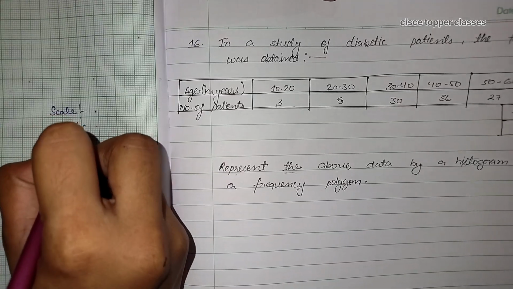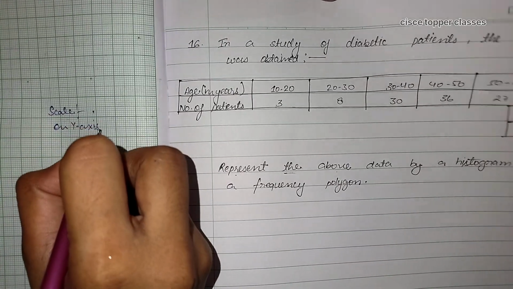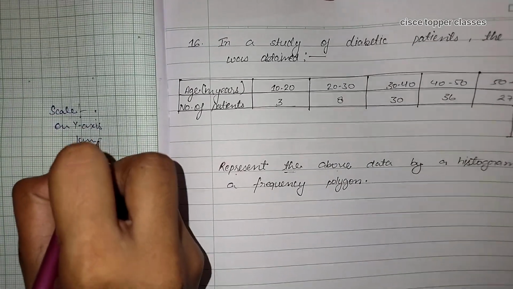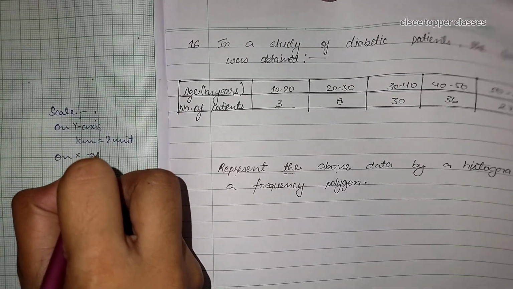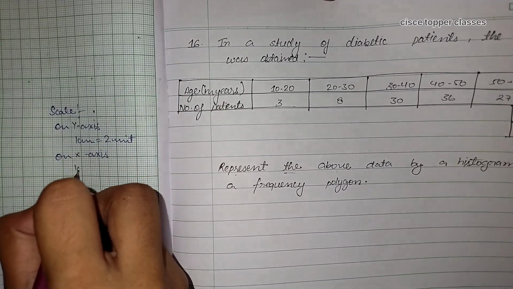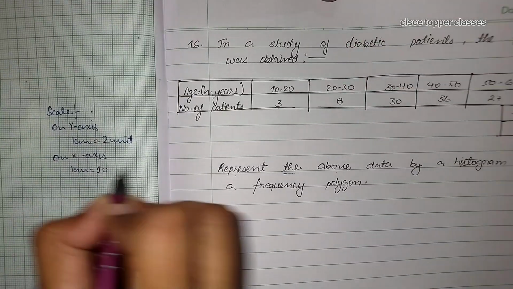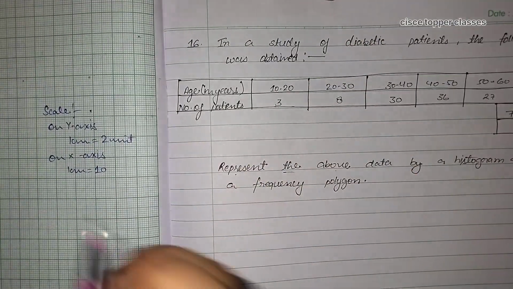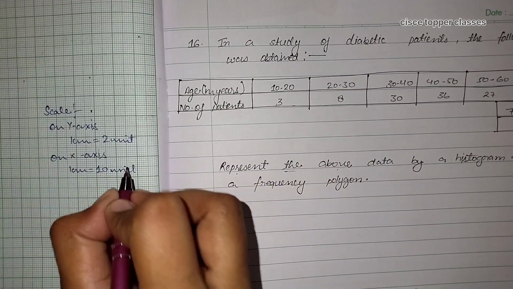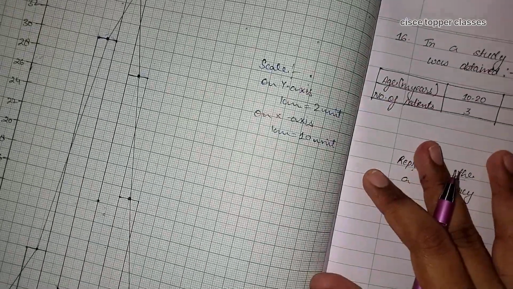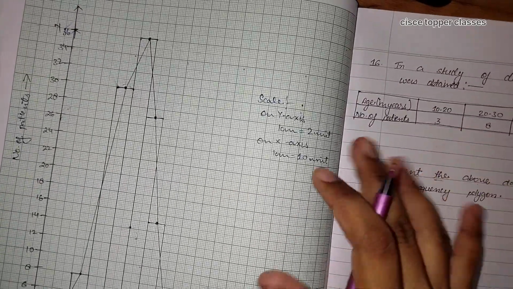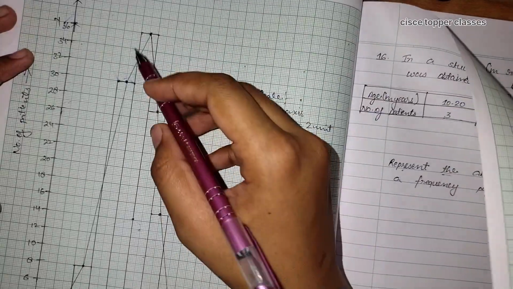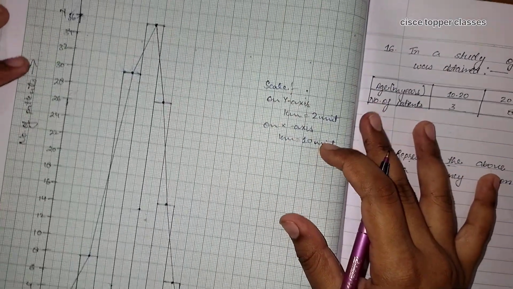On the y-axis we can take the gap of 2, meaning 1 centimeter is 2 units. For the x-axis, 1 centimeter we can take as a 10 unit gap, because the class interval here is 10. So here 10 units. And here I have previously drawn the frequency polygon and histogram, because we know the middle points, if we join them, that will form the frequency polygon.